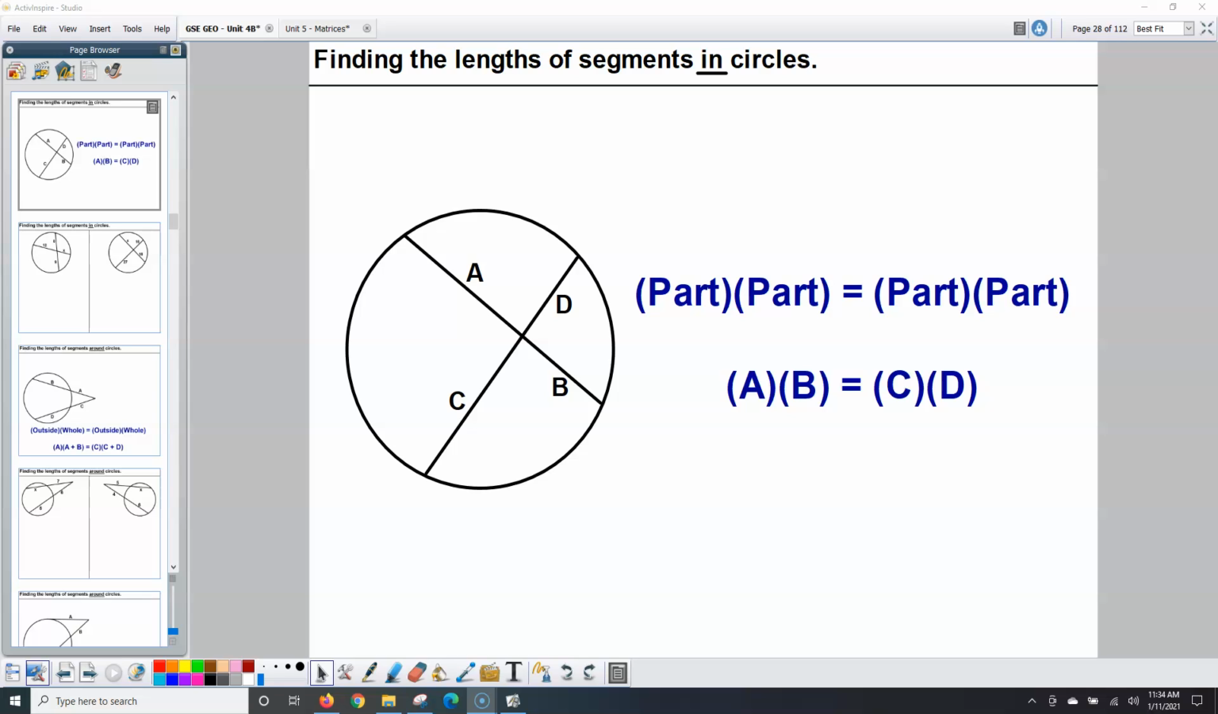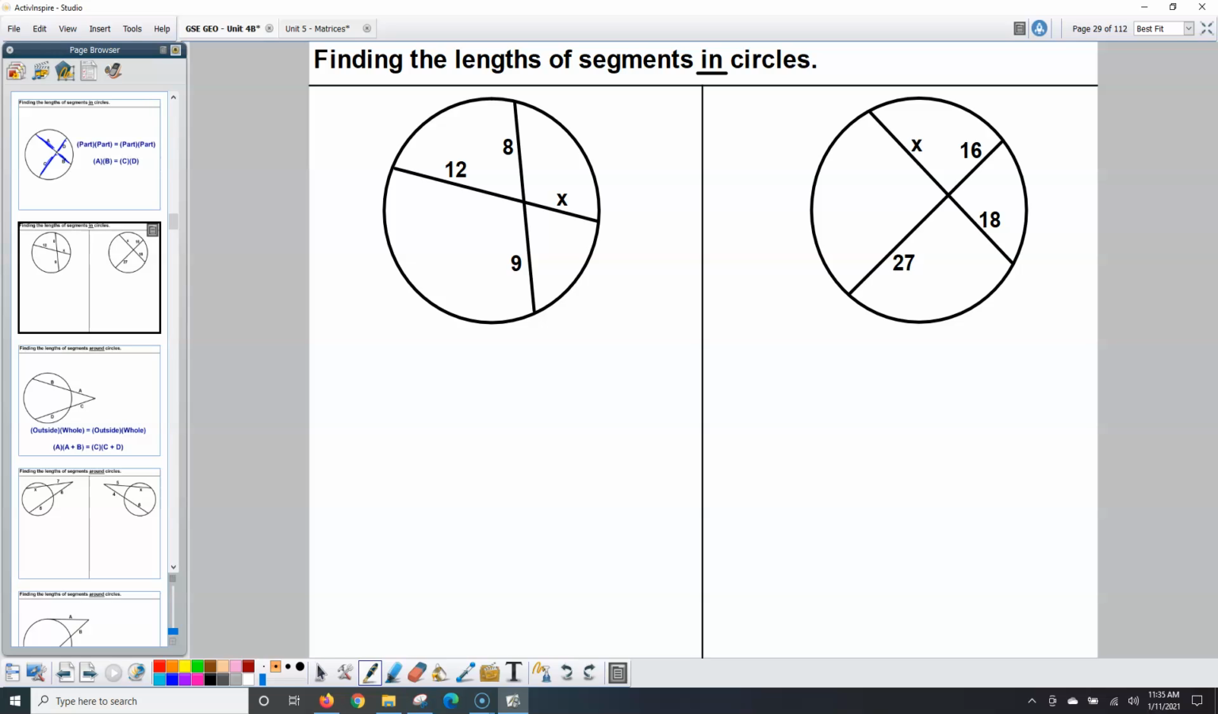So when I see two chords like this intersecting inside of a circle, I say to myself, part times part equals part times part. So I've got this part times this part equals this part times that part. So that's where I got my AB. A times B equals C times D. So let's look at one of these.